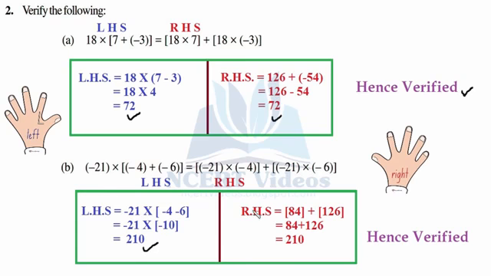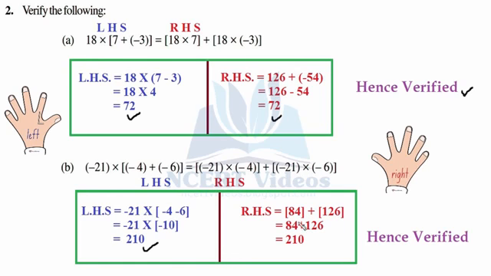Now solving the right hand side. First we will solve this bracket. 21 into 4 is how much? 84, and minus minus is plus, therefore you write 84. Now plus as it is, again we have both negative, so the answer will be minus minus is plus, and 21 6 are 126.